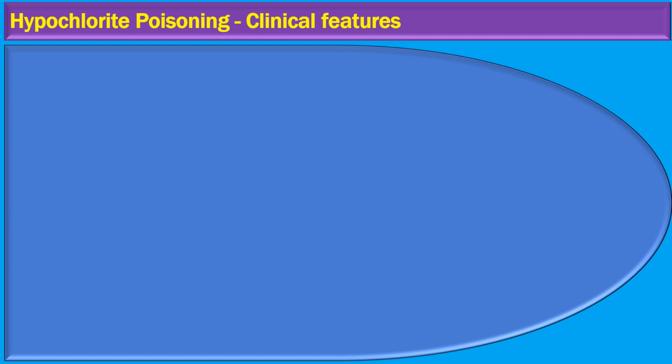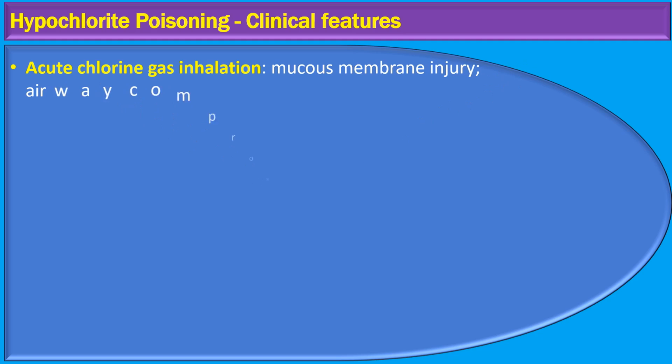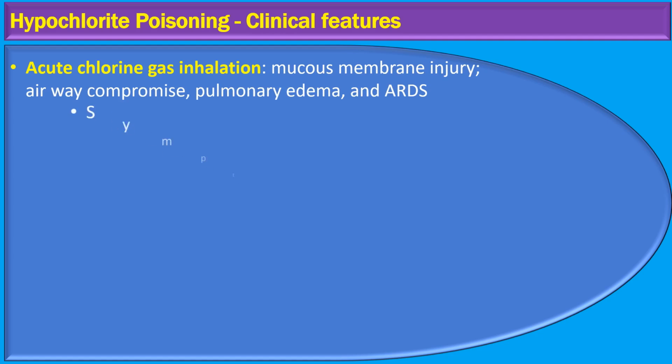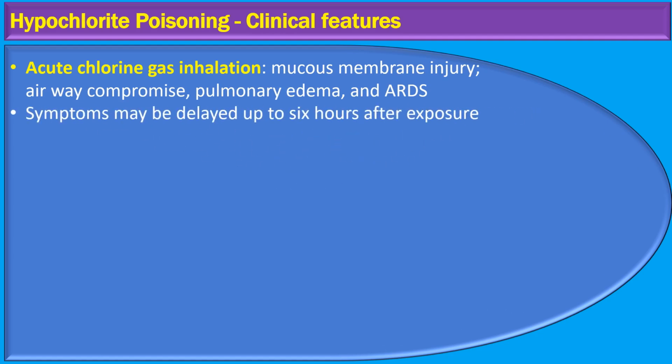We're going to look into the clinical features of chlorine gas exposure, which can significantly impact both the upper and lower respiratory tracts. As we've mentioned just a few minutes before, when chlorine gas is inhaled, it reacts to form hydrochloric and hypochlorous acid in the lower respiratory tract, leading to a potentially slow-developing caustic injury. In cases of acute exposure, individuals may experience irritation or injury to the mucous membranes and lung parenchyma. This can lead to serious conditions such as airway compromise, pulmonary edema, and acute respiratory distress syndrome, which might not manifest until up to 6 hours post-exposure.